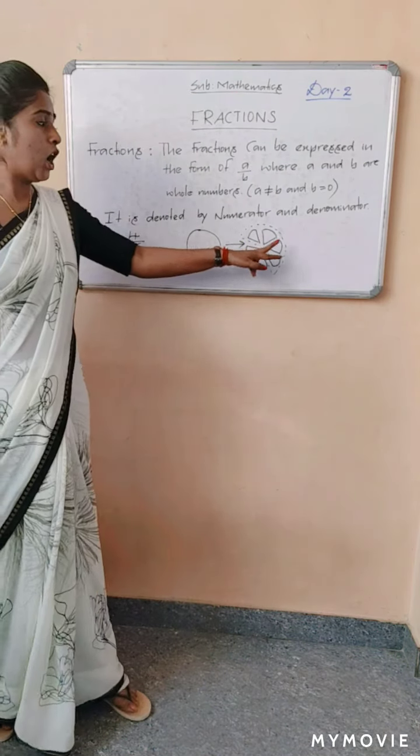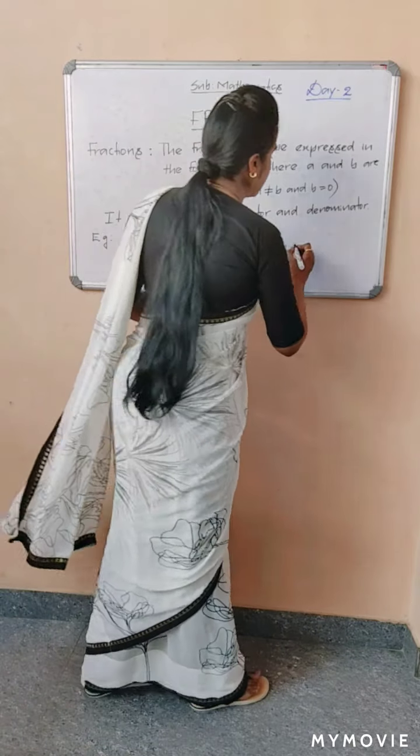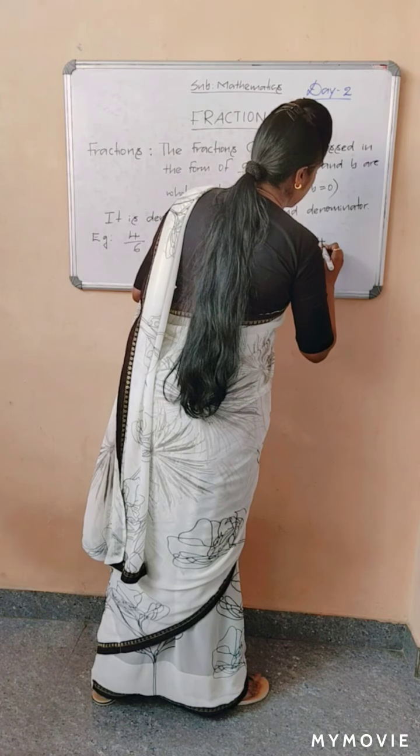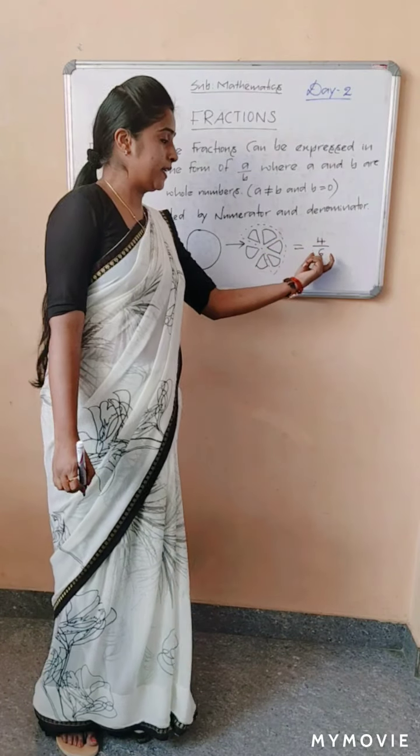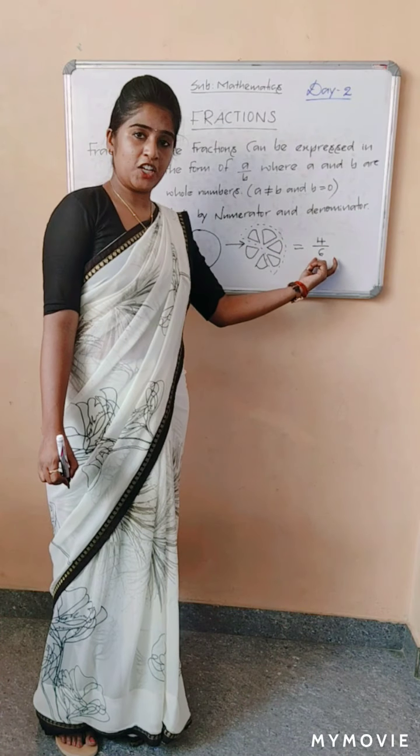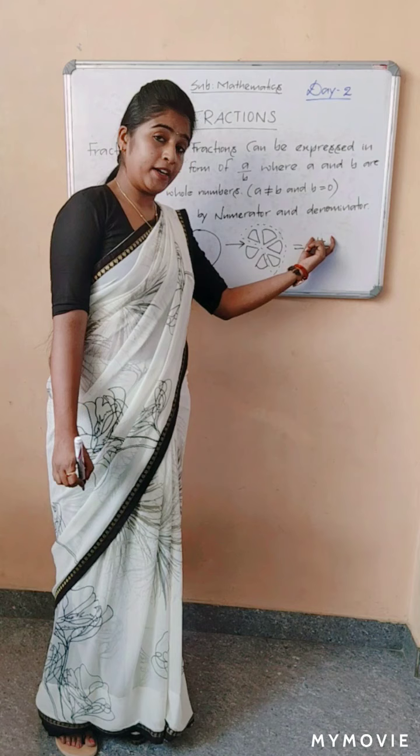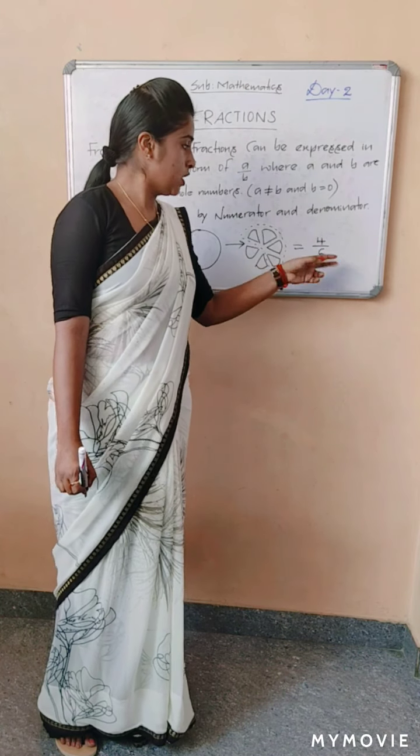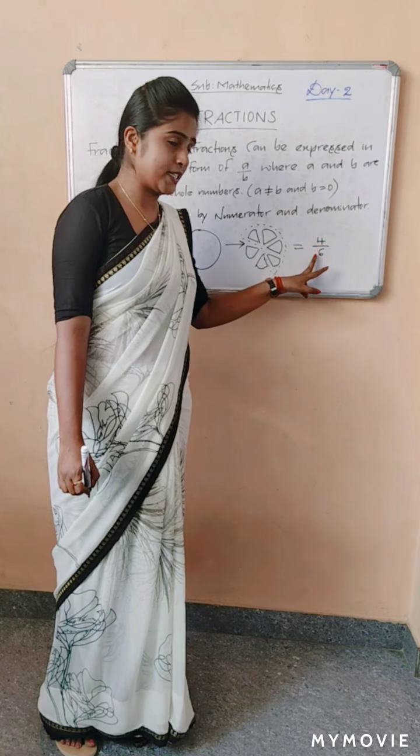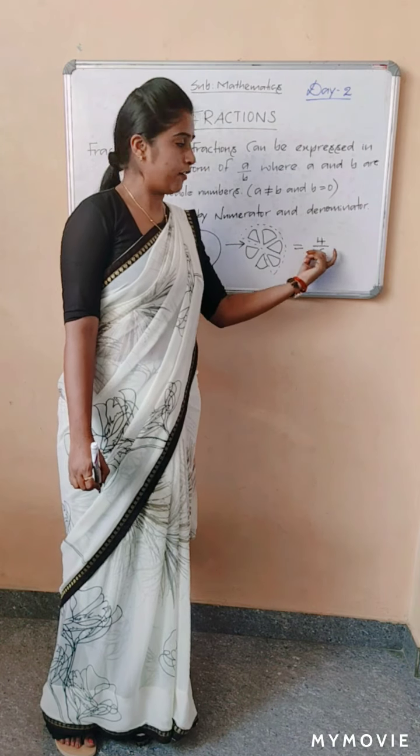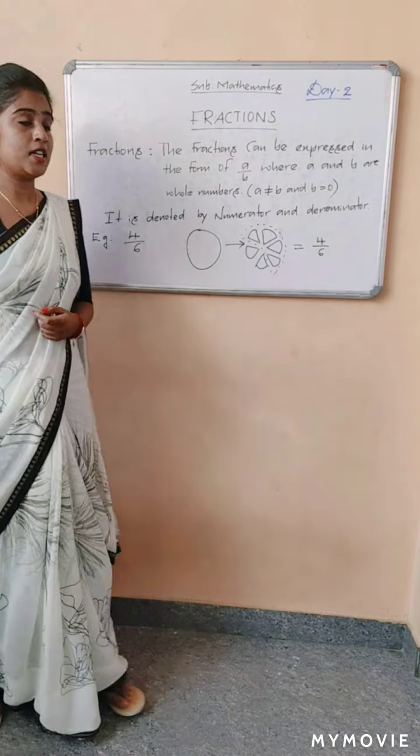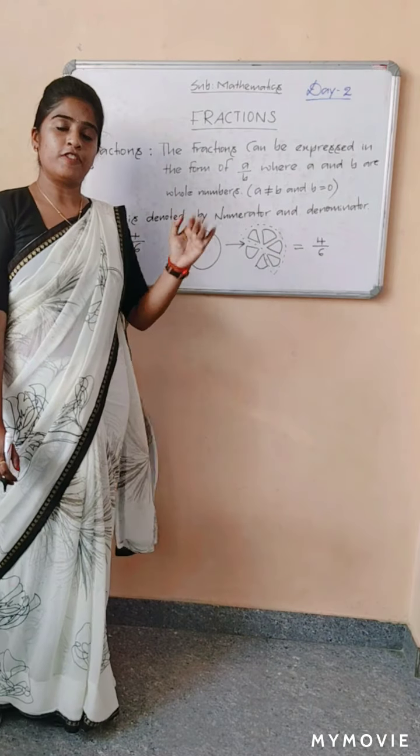So here, how can it be represented? It can be represented as 4 out of 6. So it is a part and it is a whole. So a fraction can be a part of a whole, isn't it? Here 4 is said to be the numerator and 6 is said to be the denominator. 6 is the whole, and 4 is a part of the whole. So this is how we have to deal with fractions.